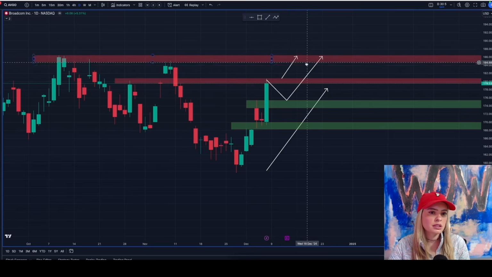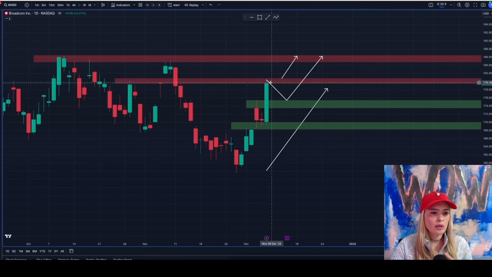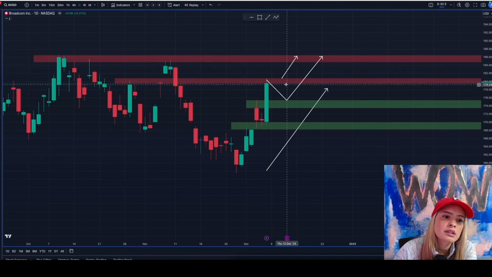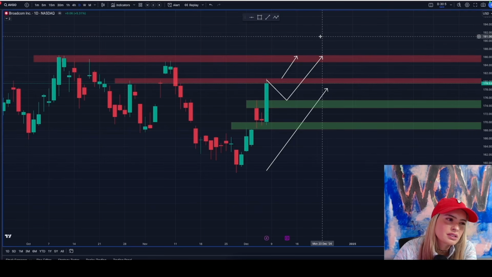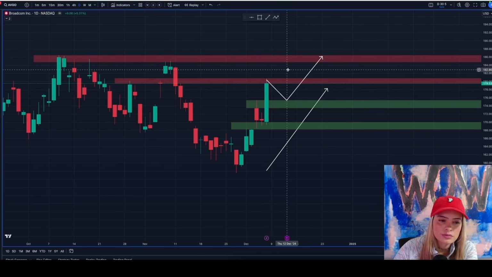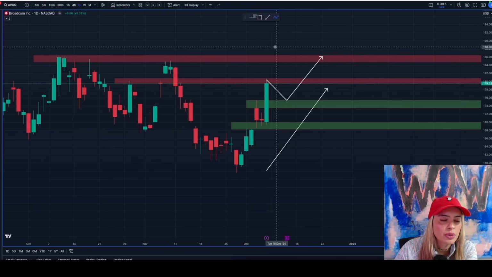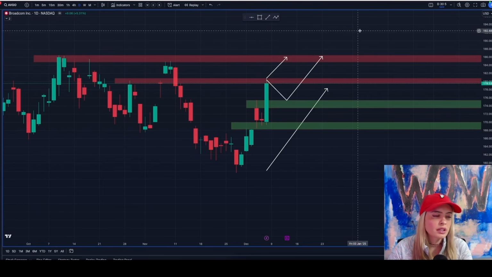I would like a pullback here more, because the risk to reward is definitely way better entering here than entering here, because for me it's too close to resistance. So it's not really a trade that I will look to enter. Not enough juice for me. It's just too small a move. I like this more, but any of these two scenarios can play out.